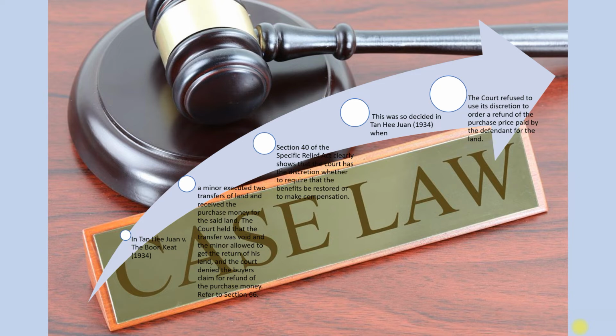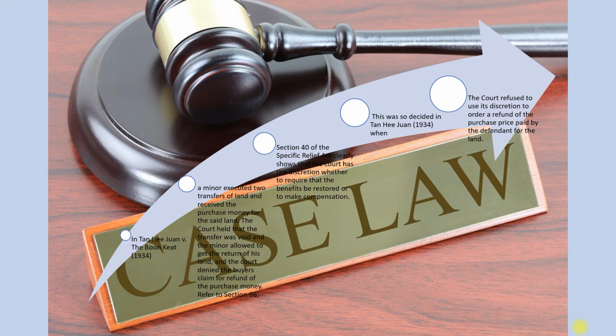In this case, a minor executed a transfer of land and received the purchase money. The minor has received the price of the land, and the court held that the transfer was void and the minor was allowed to get the return of his land. And the court denied the buyer's claim for refund of the purchase money. This is according to section 66.